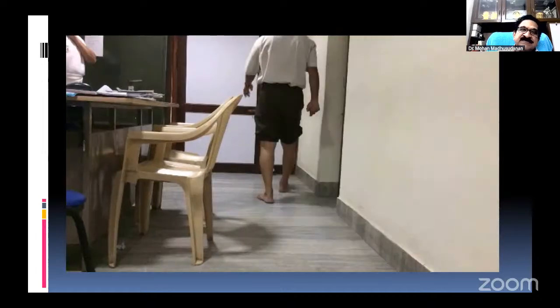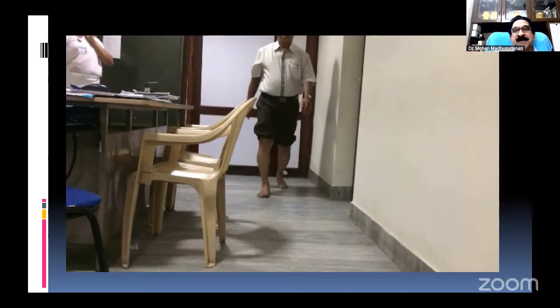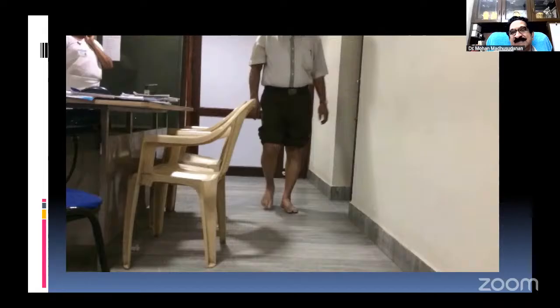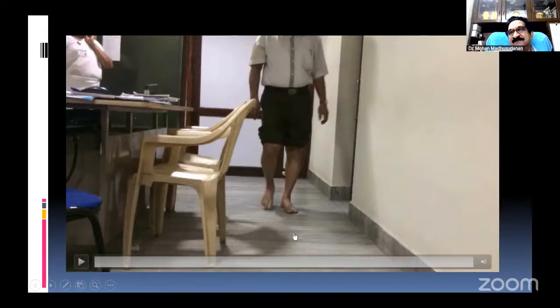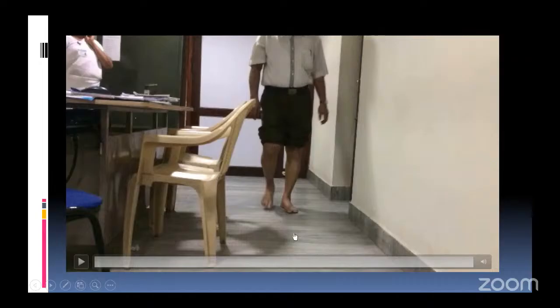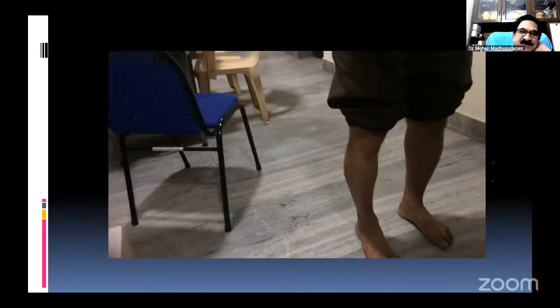Now, what do you think this particular patient is having? The one I showed now, not the original patient. What is this gait suggestive of? S1 radiculopathy. Right, exactly. So now look at the second patient.